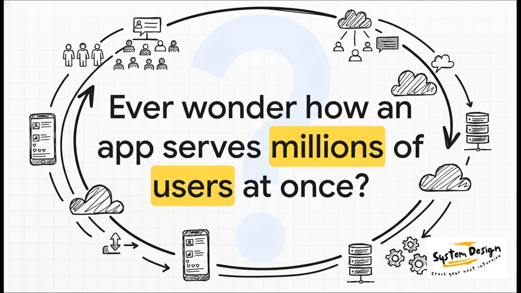You ever been just scrolling through your feed, minding your own business, and a thought pops into your head? How does this actually work? How can so many people be uploading, commenting, and liking all at the same time without the whole thing just crashing and burning? Well, that right there is the central puzzle of system design.